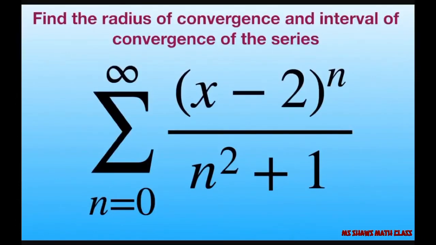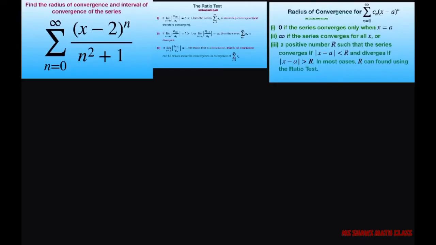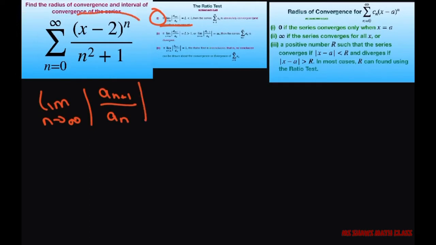Hi everyone, we're going to find the radius of convergence and interval of convergence for the given series. We're going to use the ratio test, look at condition 1. So basically we're taking the limit as n approaches infinity of a sub n plus 1 divided by our given series. So this is a sub n.